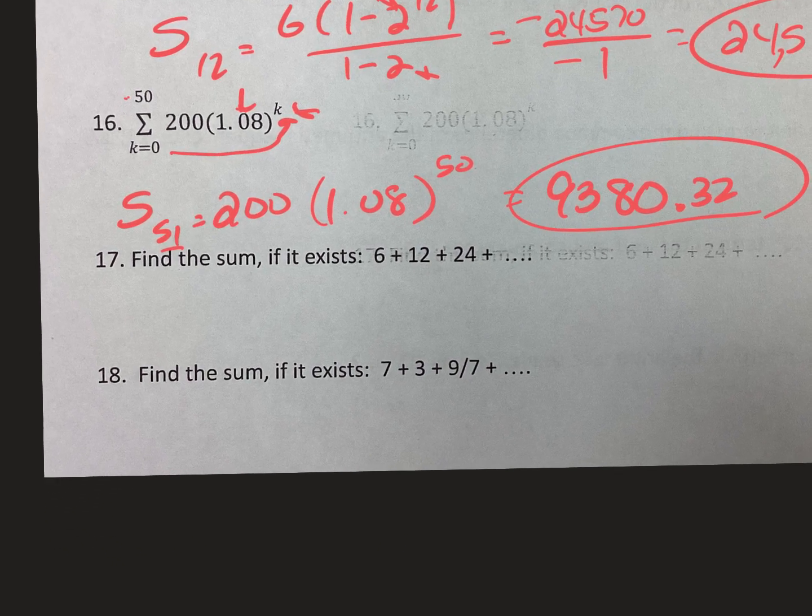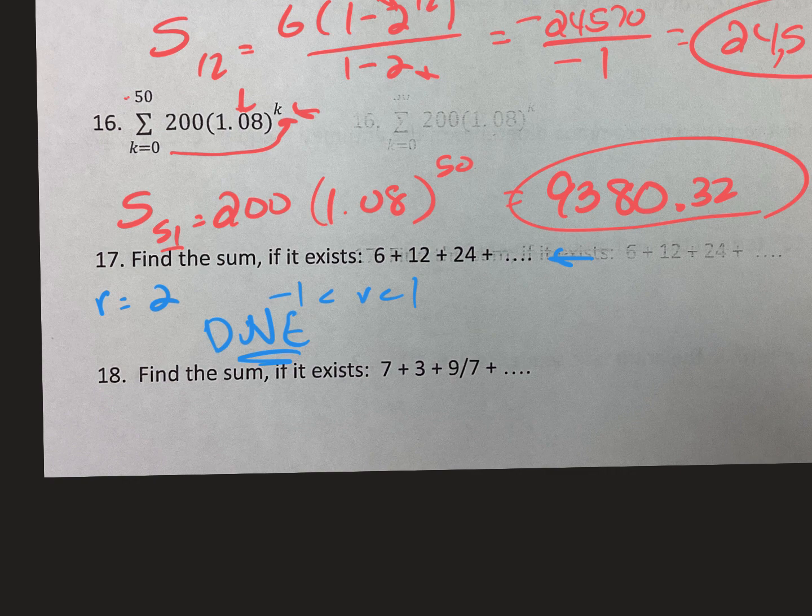17, find the sum if it exists, hint, hint. If it exists, this is infinite, which means it goes forever. You need to find r first every time. This time r is 2, because 12 over 6 is 2. And remember, r has to be between -1 and +1, or you can't do it. So this one, DNE, it does not exist because r is too big.